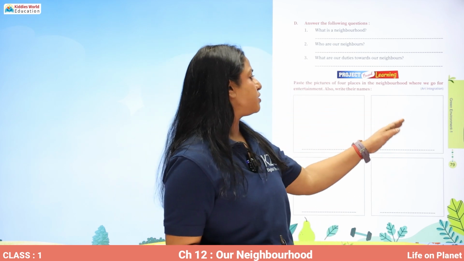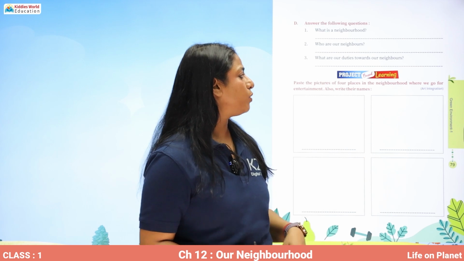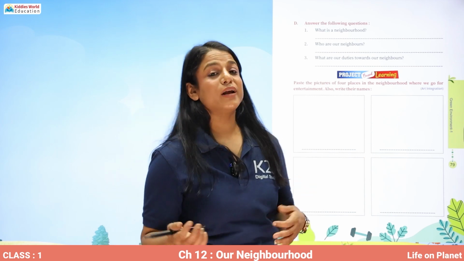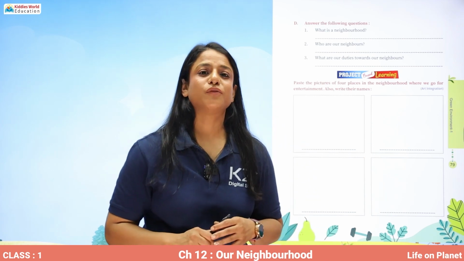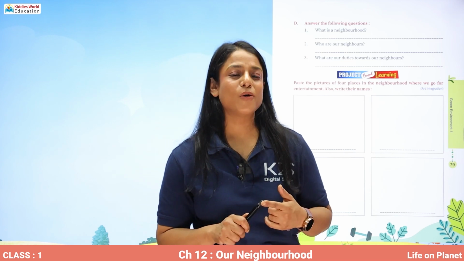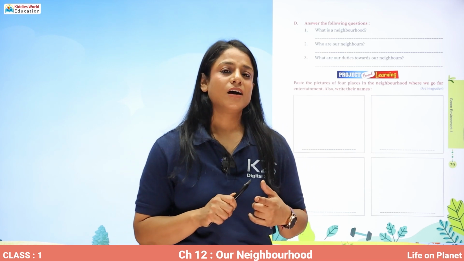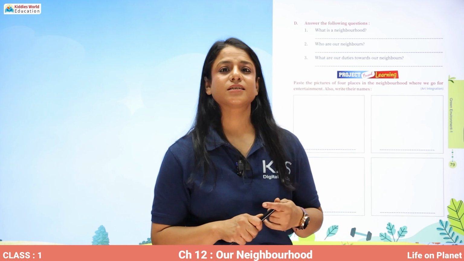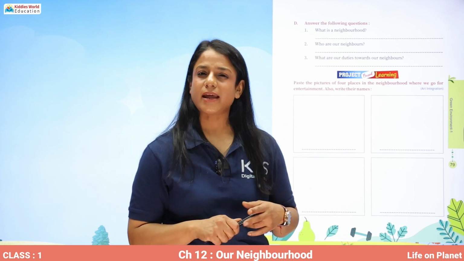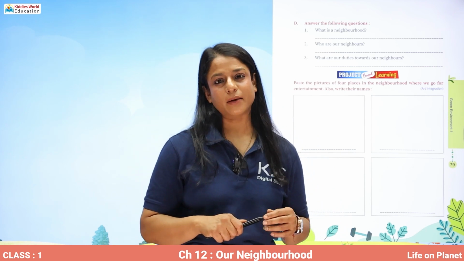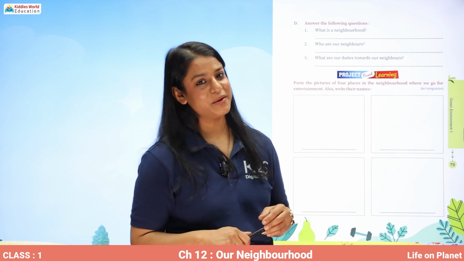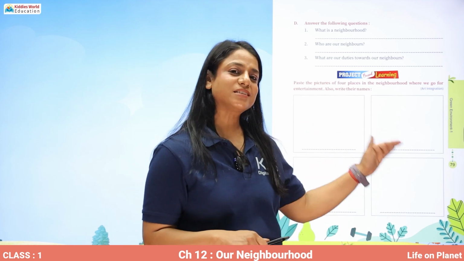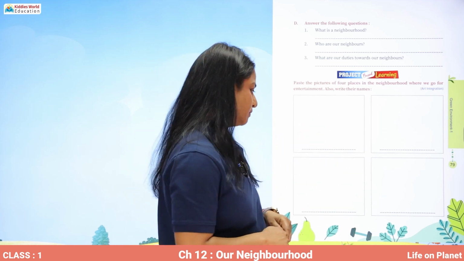Now you can paste pictures of 4 places in the neighborhood where you go for entertainment. So for entertainment, you go to malls, markets, restaurants, or where else do we go for entertainment? We go to a park to play. So you can just paste the pictures over here.